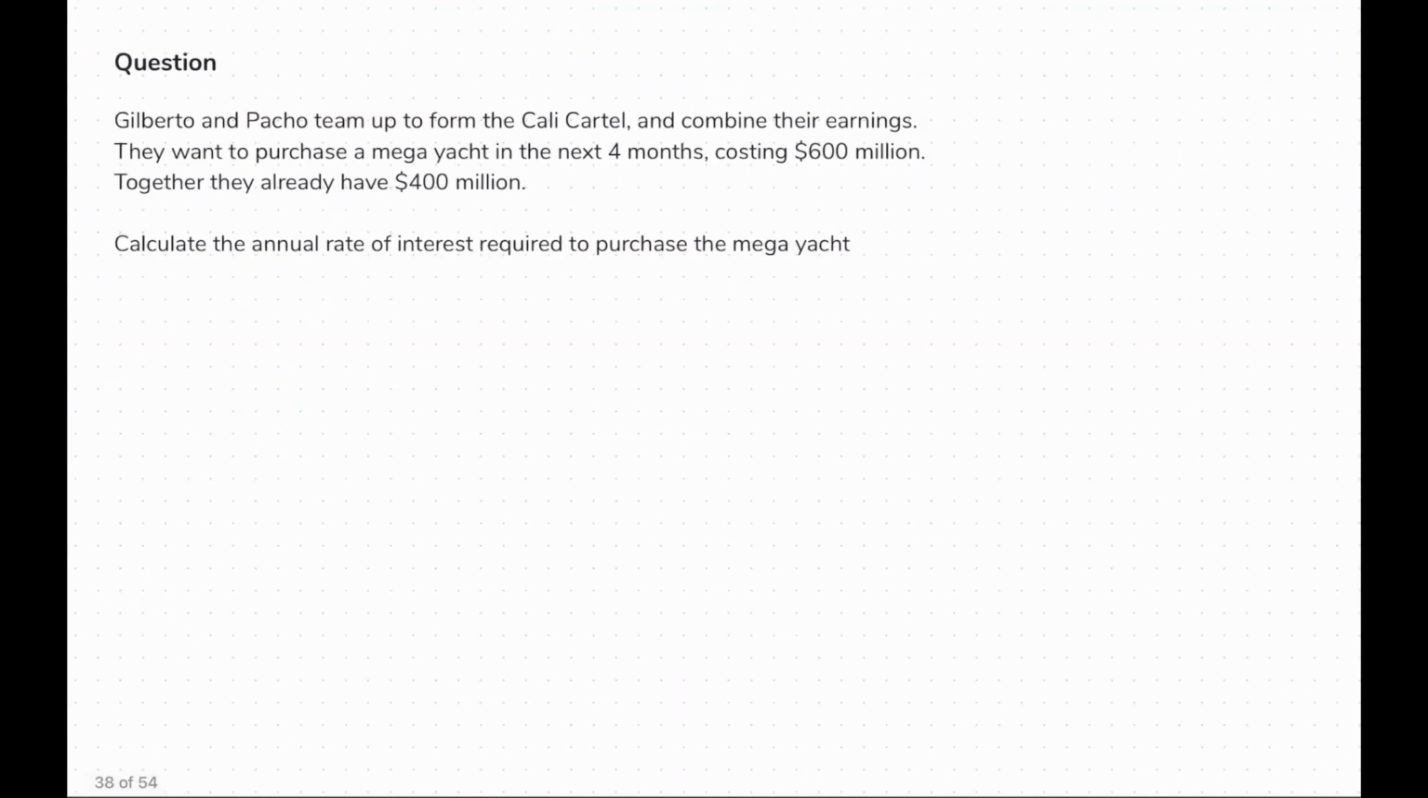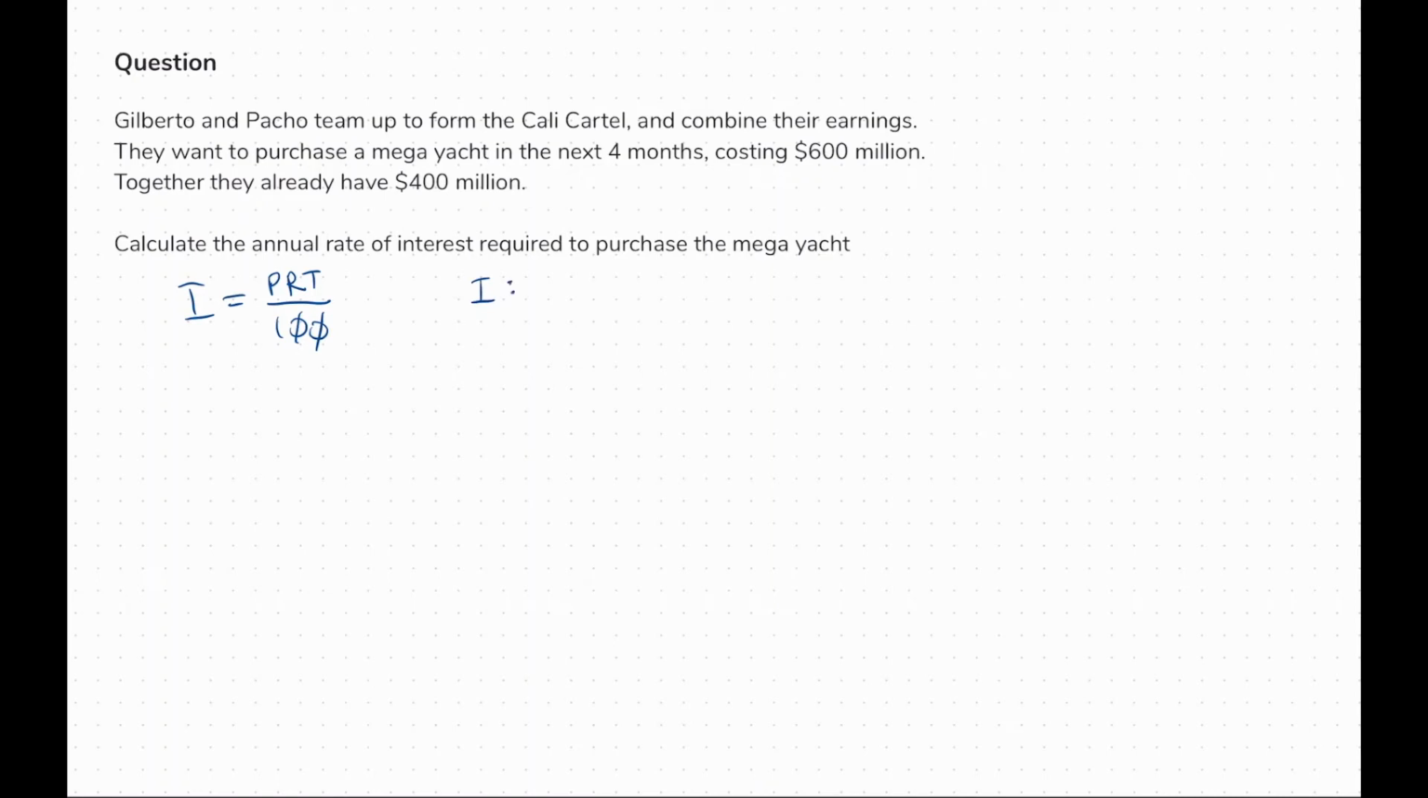Now, in this next question, things are a little bit more complicated. It's not a matter of simply asking how much interest do I earn, but we're asking what is the annual rate of interest required to purchase the mega yacht. So let's start off with our formula. I equals P times R times T over 100. So remember, the I is the interest I need to accumulate.